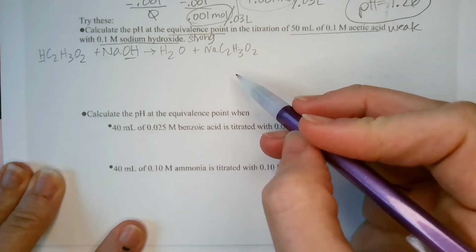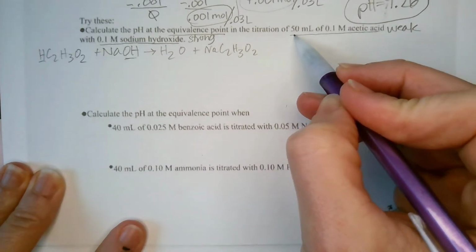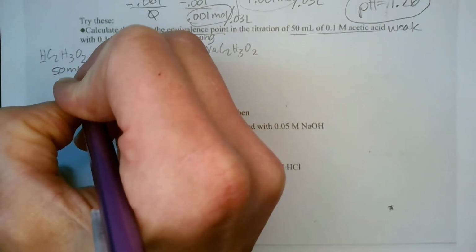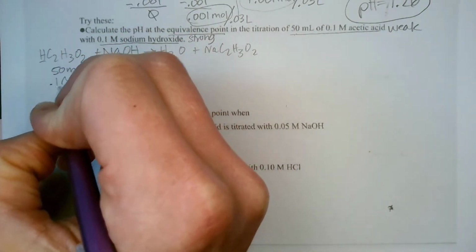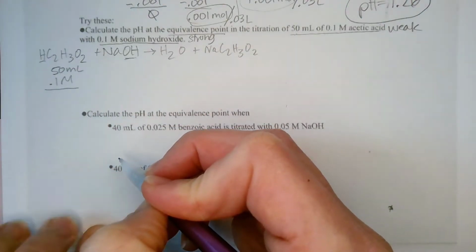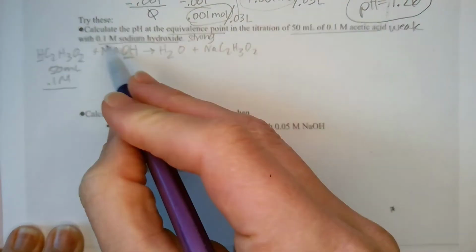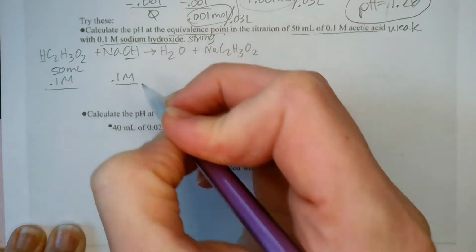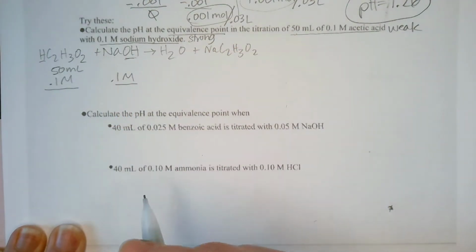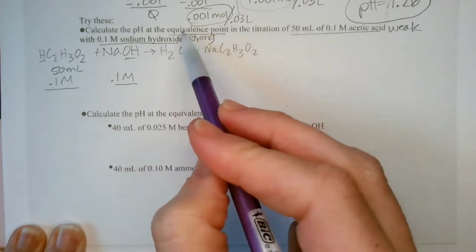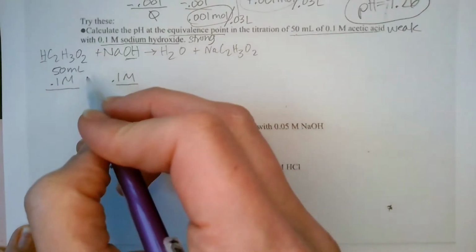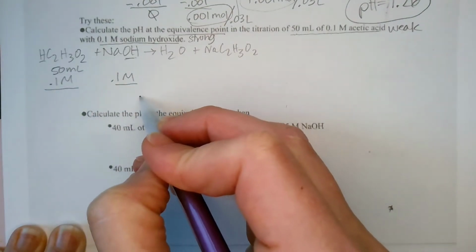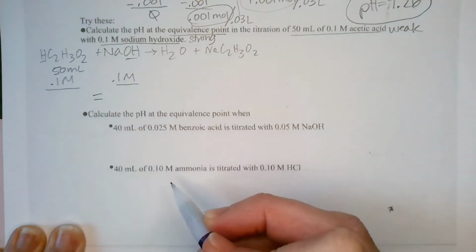So let's write down what we know, that we're given 50 milliliters of 0.1 molar acetic acid. So 50 mL, 0.1 molar. And we're also told that we have 0.1 molar of NaOH. So the definition of being at the equivalence point is when my concentration of H+ is equal to the concentration of OH-. So we need these two to be equal.